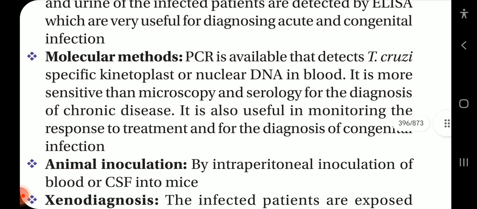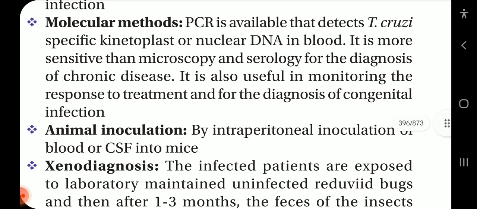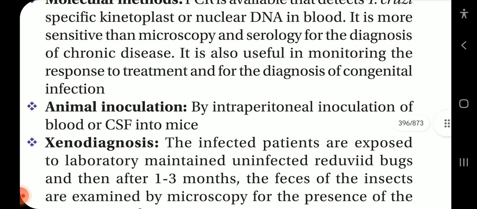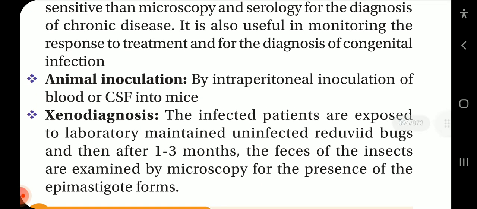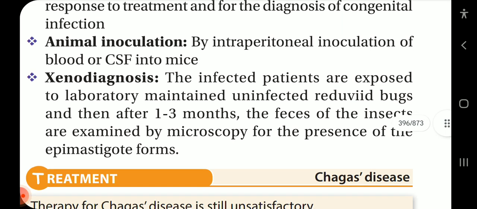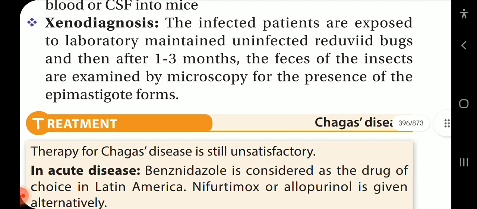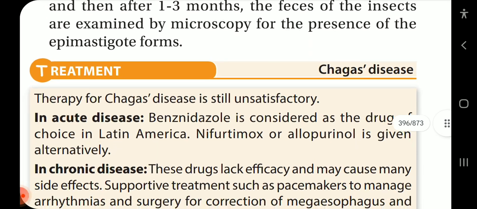Molecular methods: PCR is available that detects Trypanosoma cruzi specific kinetoplast or nuclear DNA in blood. It is more sensitive than microscopy and serology for the diagnosis of chronic disease. It is also useful in monitoring the response to treatment and for the diagnosis of congenital infections. Animal inoculation by intraperitoneal inoculation of blood or CSF into mice. Xenodiagnosis: infected patients are exposed to laboratory-maintained uninfected reduviid bugs, and after 1 to 3 months the feces of the insects are examined by microscopy for the presence of the epimastigote forms.